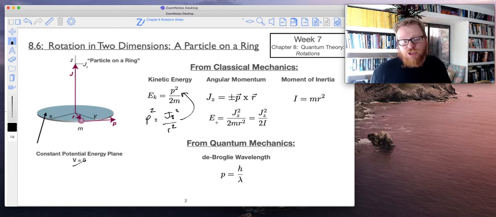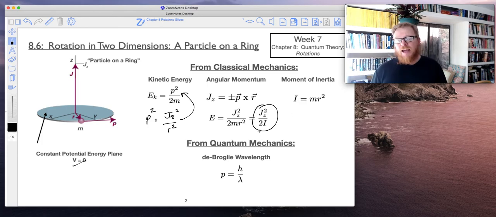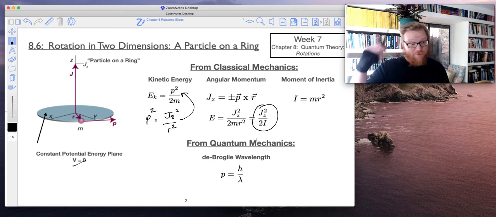The energy is now going to equal the angular momentum squared divided by 2mr squared, and we know mr squared is the moment of inertia. So we're going to see this as our kinetic energy for this particle on a ring, Jz squared divided by 2I. We should keep in mind that this is still all classical. We haven't put any quantum stuff on this. This is just a particle spinning right round, baby, right round.